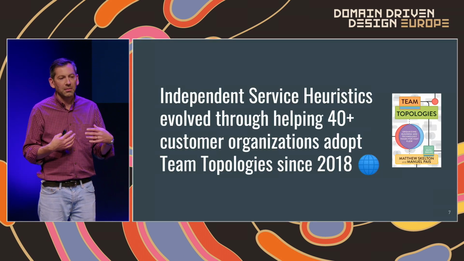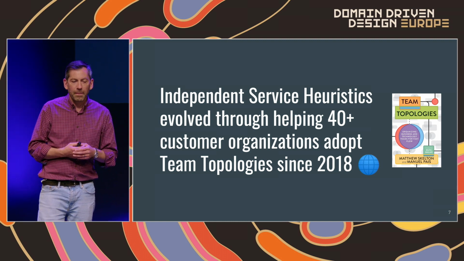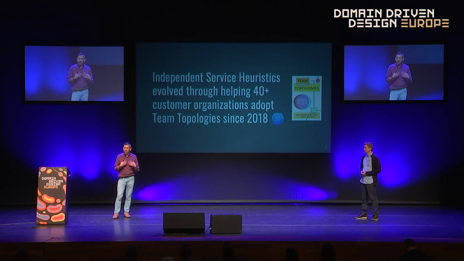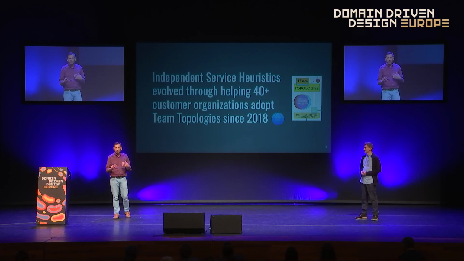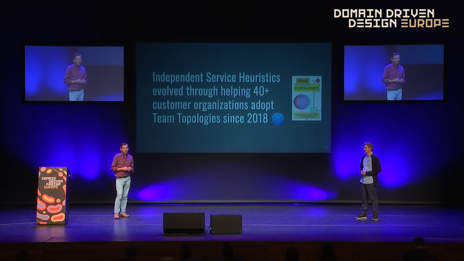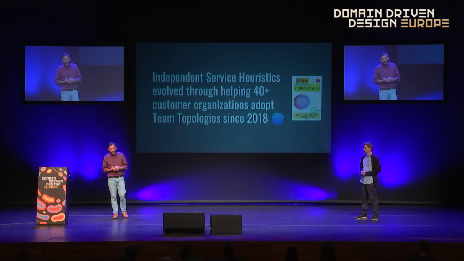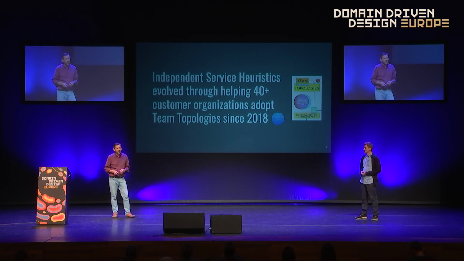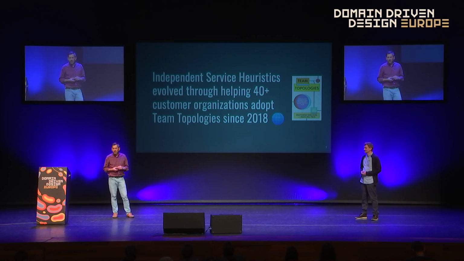Now, we've used these independent service heuristics since about 2018, even just before the Team Topologies book was published. So Manuel, my co-author, and I were writing this in 2018. We started using these ideas back then. The book was published in 2019. And we've evolved these since then through working with many different organizations around the world, helping them to improve how their teams work and adopt Team Topologies, thinking about team dynamics and better flow in the organization.